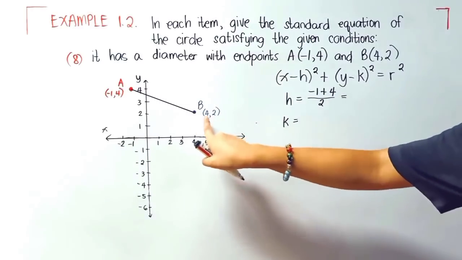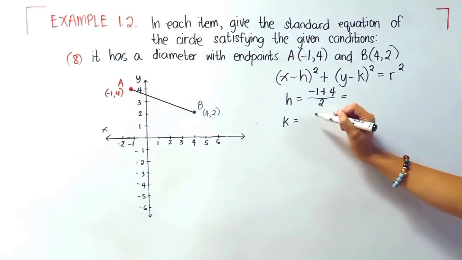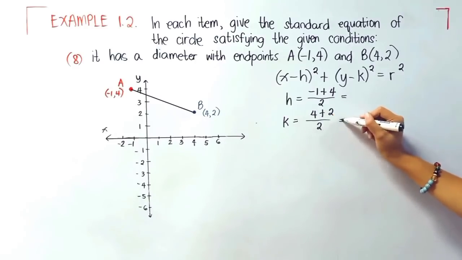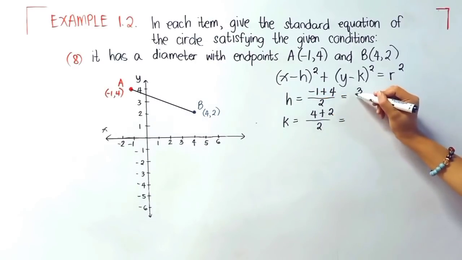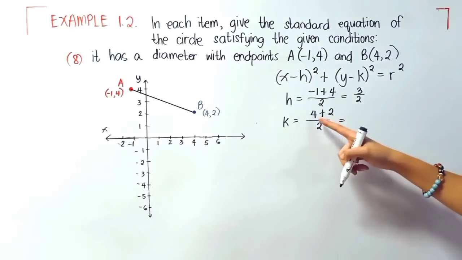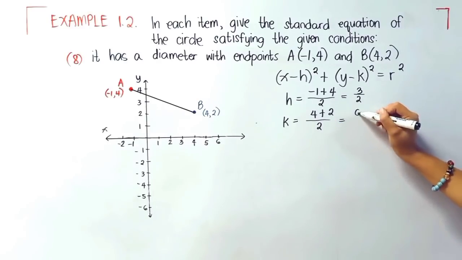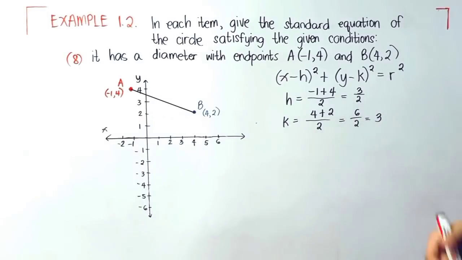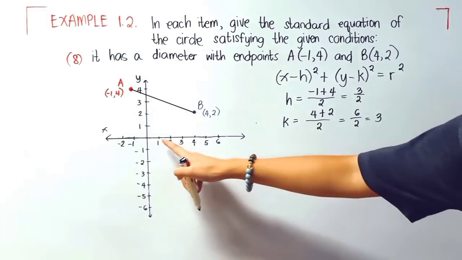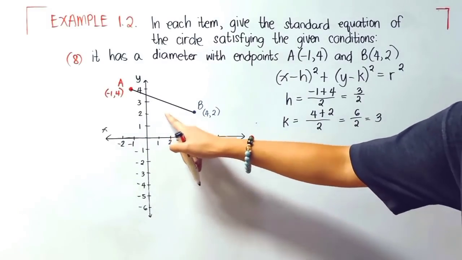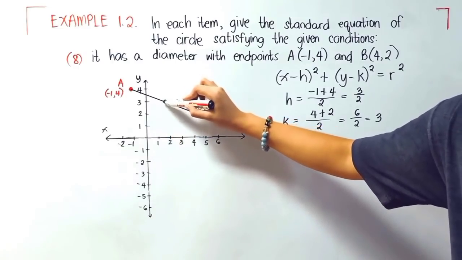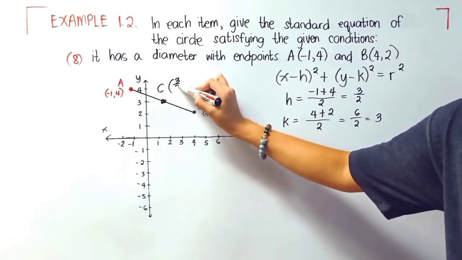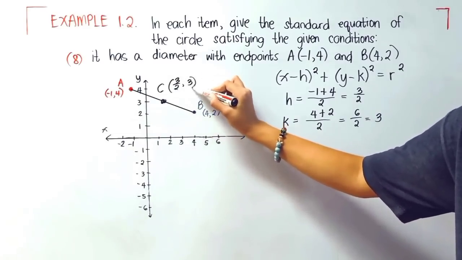So let's have now the y. 4 plus 2 divided by 2 is equal to, that is 3 divided by 2, and then 6 divided by 2, which is equal to 3. Plotting our center, we have here 1.5 and 3, so our center is located here. Again, that's 3 halves, 3.